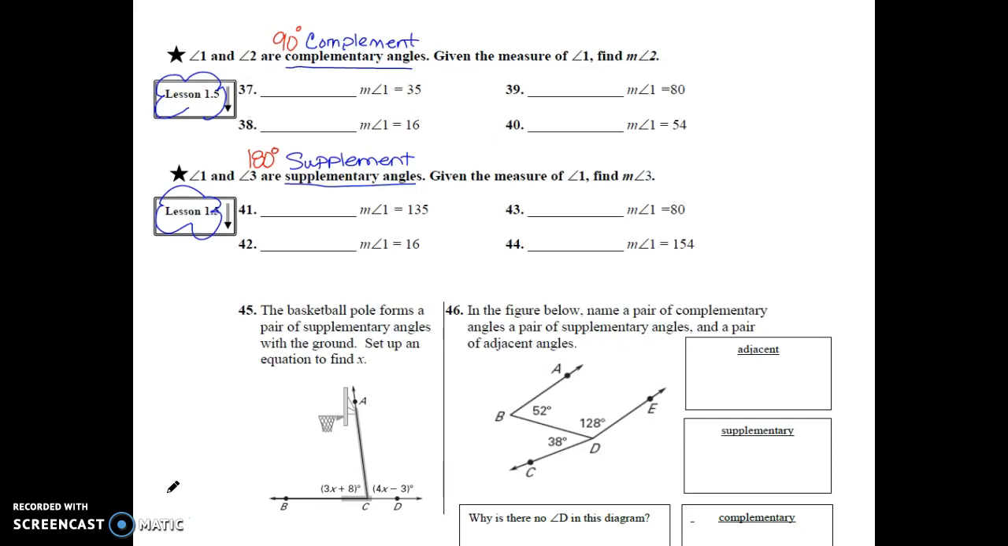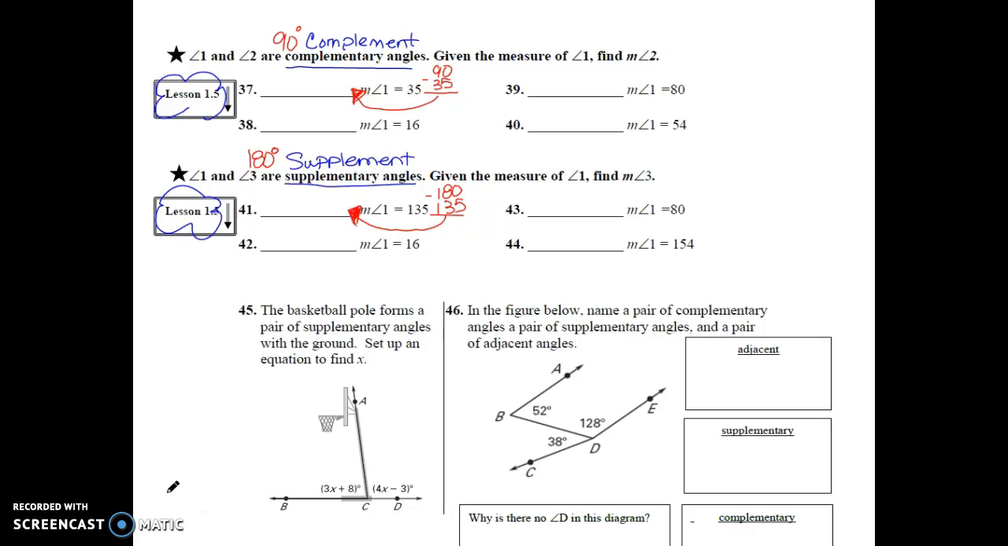So for question number 37, to find the complement of angle 1, you will do 90 minus 35. And that is the answer that goes on that blank. For question 41, now you'll use 180 degrees, 180 minus 135, and that is the angle that will go on that blank.